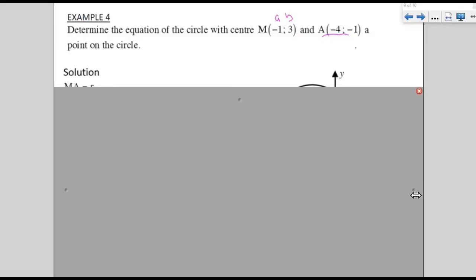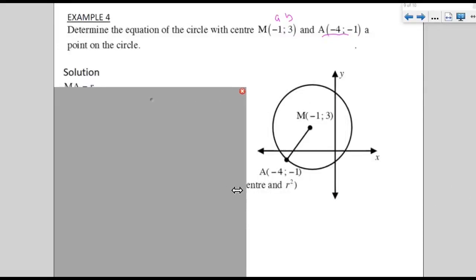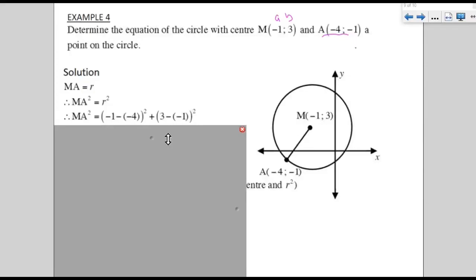So basically this is what the diagram should look like. You've got a center, and in this question you must get a diagram. They won't give you a question only in words. Okay, so let's go through the first part. So we know that the radius is MA, so we can either find the distance, but let's see another method. Therefore MA squared is equal to R squared. Okay, I would prefer you rather doing this.